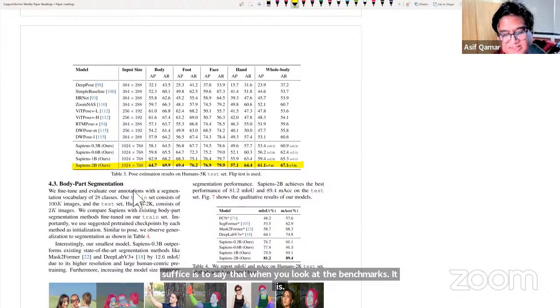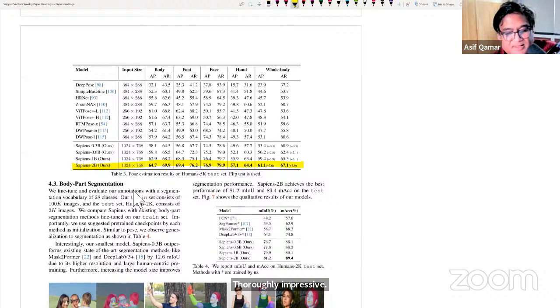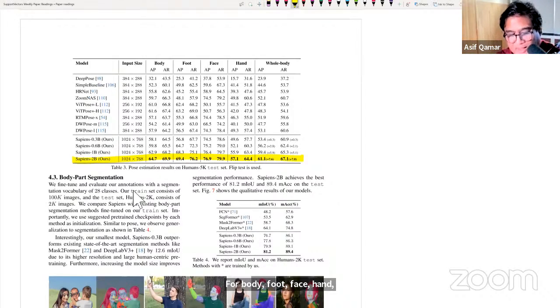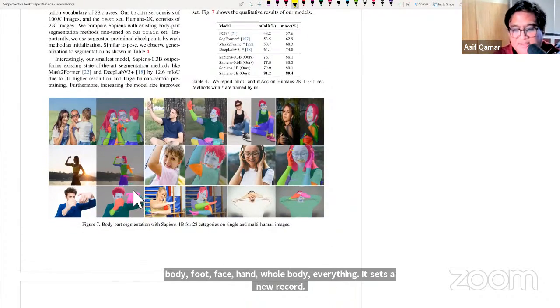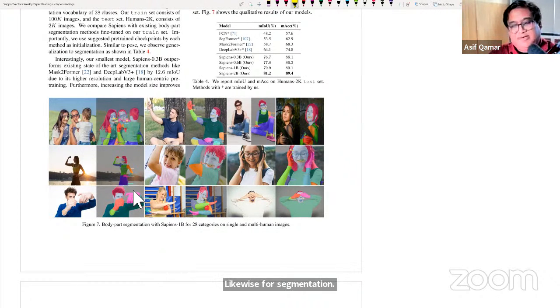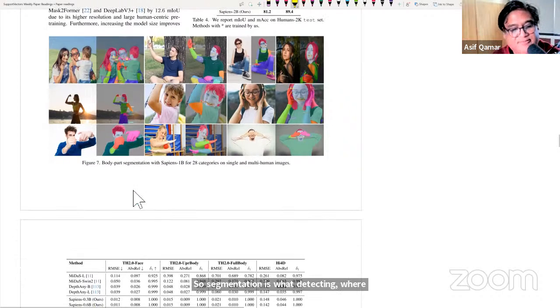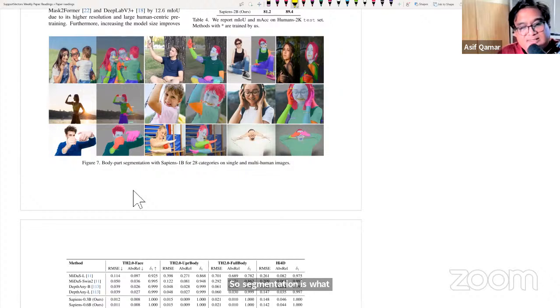But suffices to say that when you look at the benchmarks, it is thoroughly impressive. Look at the pose estimation benchmarks. Do you see that it is doing very, very well in almost all categories? It sets a new record for body, foot, face, hand, whole body, everything. Likewise for segmentation. So segmentation is what? Detecting where is the hand, where's the head, and where's the this, coloring each of those things, right? And it does a very, very good job here too.